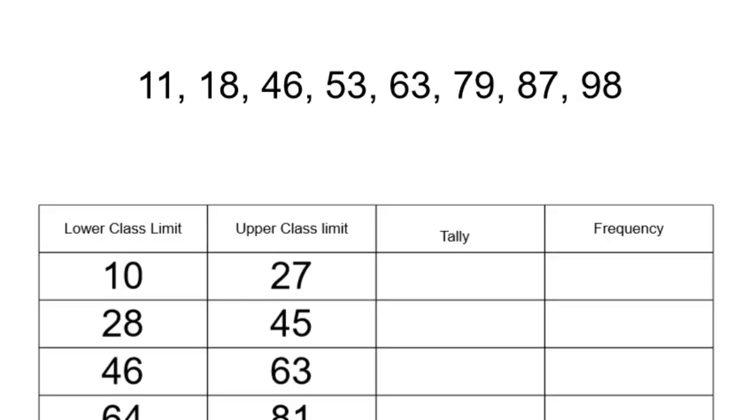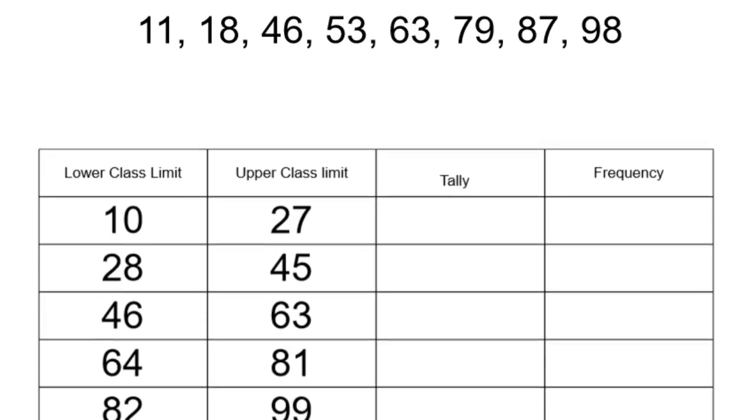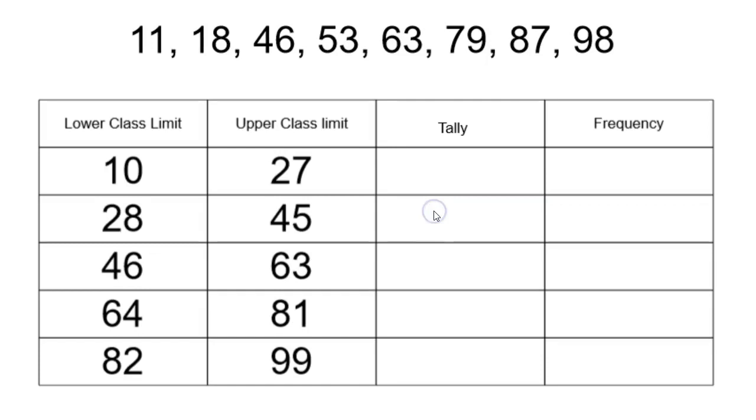And so here I've got the data, and I've got the table. Yep, there we go, I can fit it all in there. Let me move this around. So I went ahead and put the lower class limits and the upper class limits in a table. And up above you see my data: 11, 18, 46, 53, 63, 79, 87, and 98. And we're going to make a tally, so we can go ahead and create our frequency distribution.